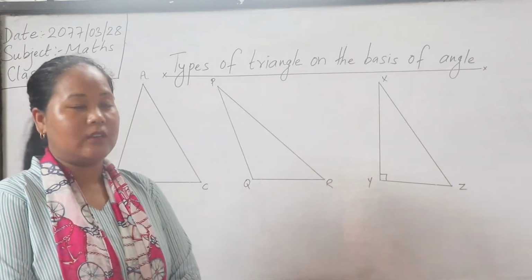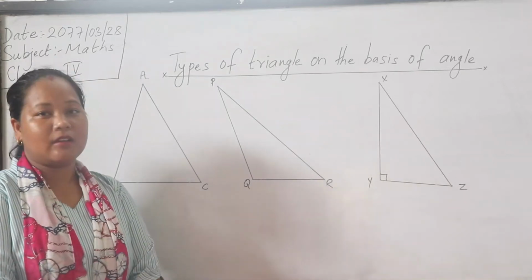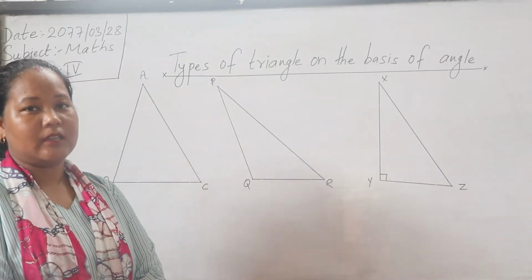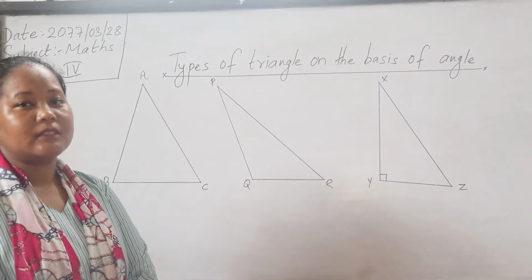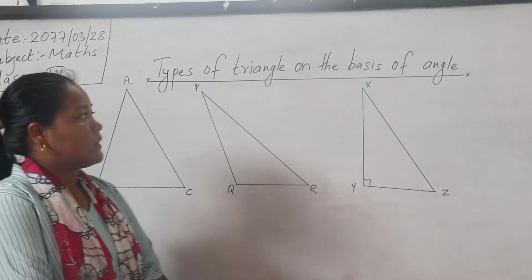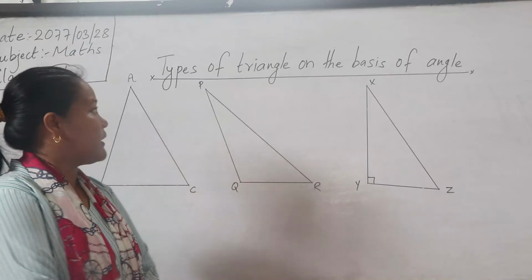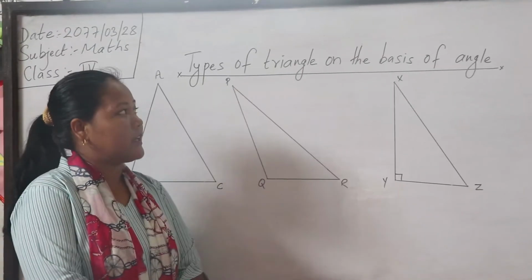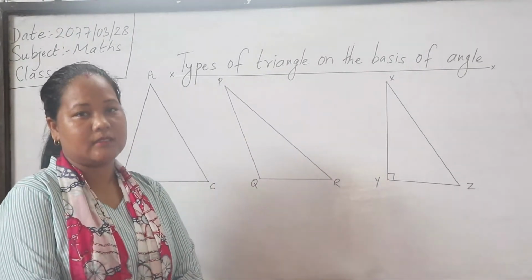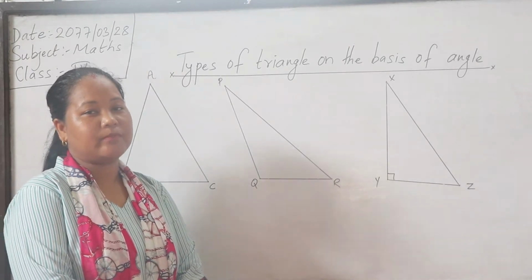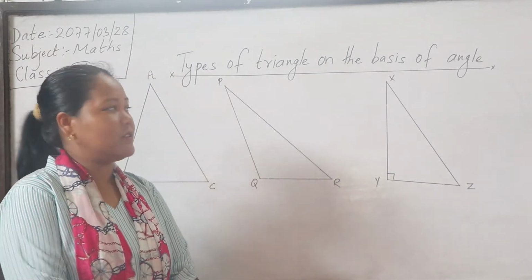For class 4, about types of triangle on the basis of angle. Okay? Are you all ready? Okay. And in the previous class we read about types of triangle on the basis of sides. Yes? And we have 3 types of triangle on the basis of sides.